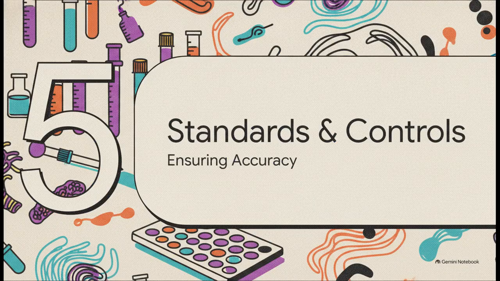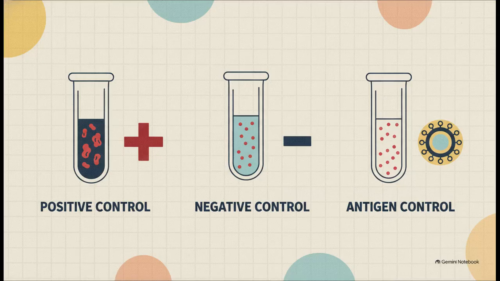Section 5, standardization and controls. This is how we keep things accurate. So how do we prove our results are real? We run strict mandatory controls. 3 major ones you need to memorize. First up, a positive control. You use a known antiserum to prove your assay can actually detect antibodies in the first place.